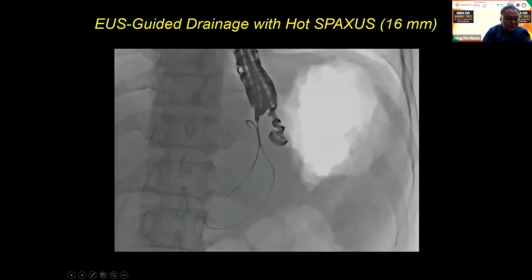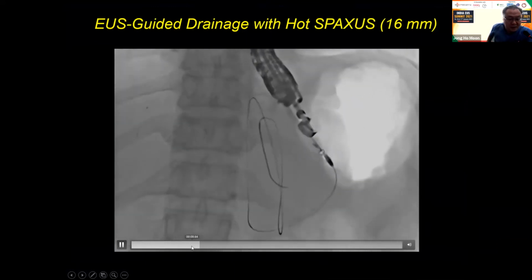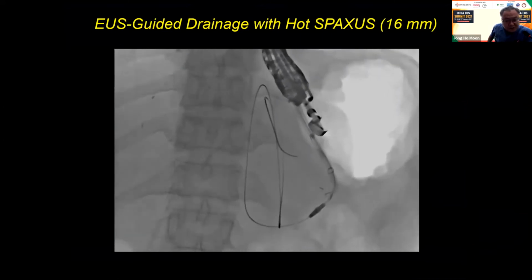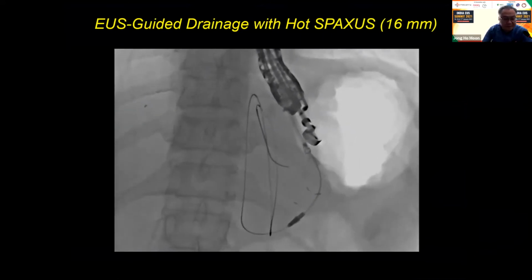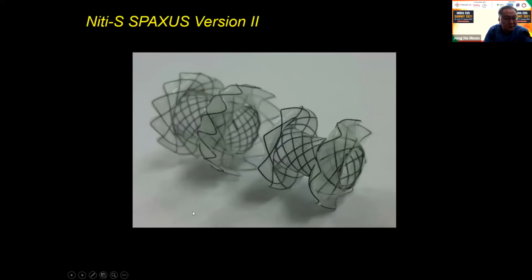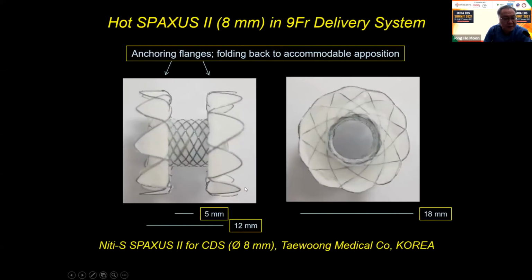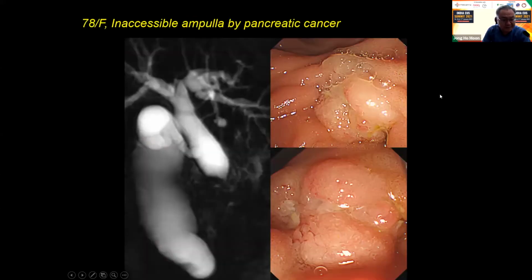Let me show just a case. After puncturing and inserting the guide wire into the bile duct, the electrocautery-enhanced hot Spaxus is directly introduced through the lumen and then deployed. The procedure is much easier compared with cold Spaxus. Now we are developing Spaxus version 2, having a smaller flange and a short length of stent. It can make a higher apposition power. And amazingly, it's on a 9 French delivery system. The delivery system is an electrocautery-enabled catheter. Let me show just a case.